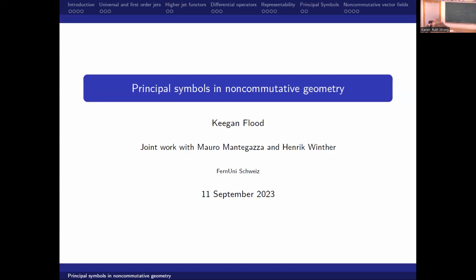All right, so I'm going to talk about principal symbols, or the generalization of this notion to the non-commutative geometric setting. And so this involves first generalizing a notion of differential operator. And before we can do that, we first have to generalize the notion of jet. So I'll start with jets.